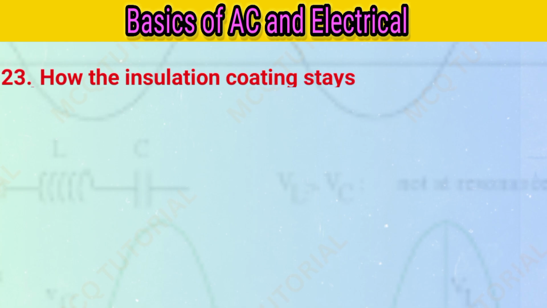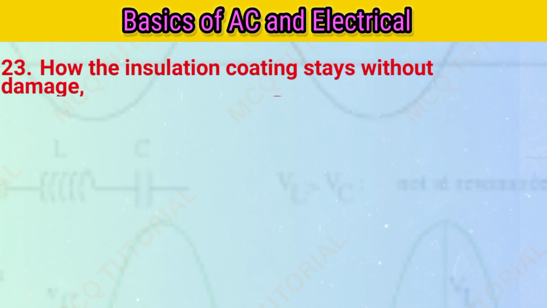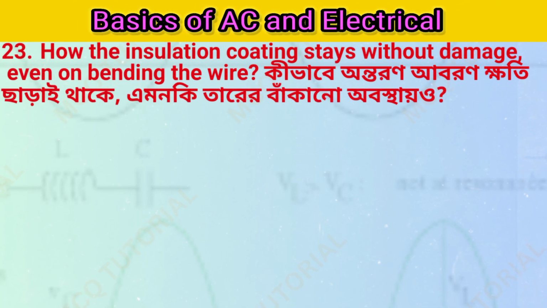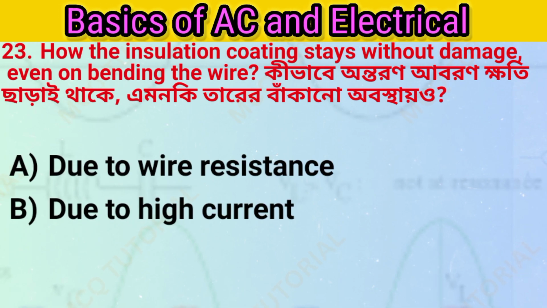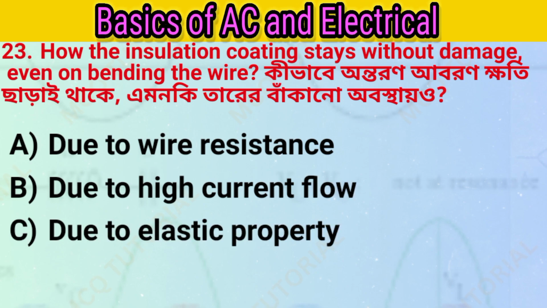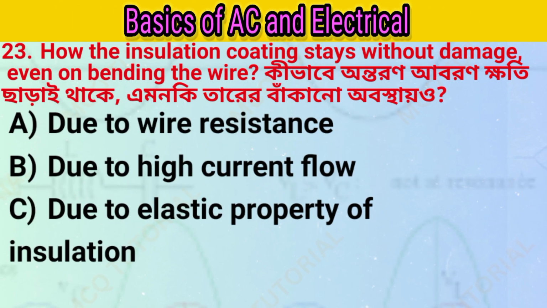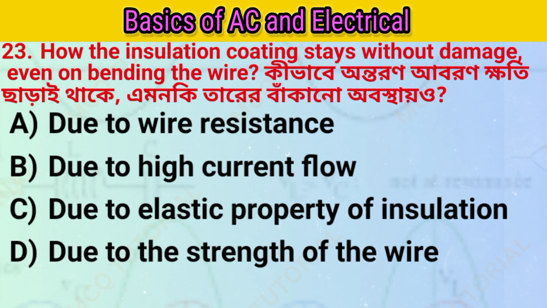Question 23. How does the insulation coating stay without damage even on bending the wire? Option A due to wire resistance, option B due to high current flow, option C due to elastic property of insulation, option D due to the strength of the wire material.